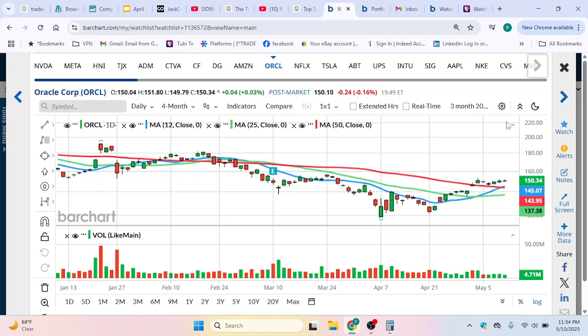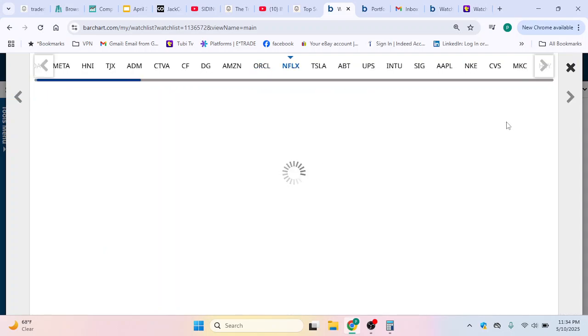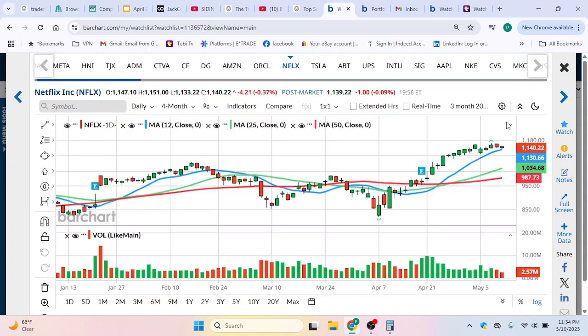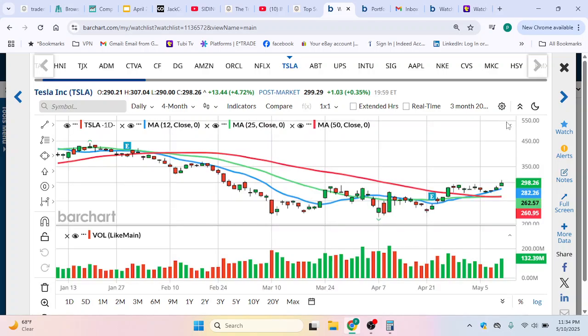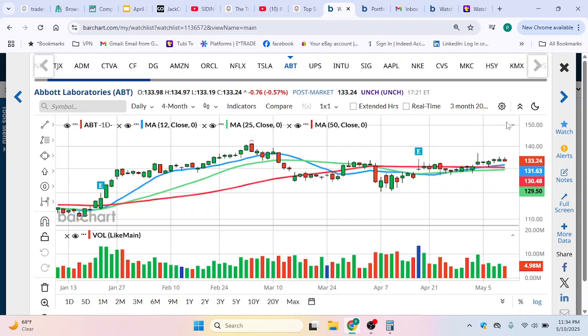Oracle, which was a market leader for a long time, has been in a downtrend, but improving recently. Netflix, probably holding this market up more than any other single stock. Just had a huge run recently. Tesla kind of trading sideways and improving. ABT, which I believe is healthcare, it's been in a long-term sideways trend since the last earnings report.